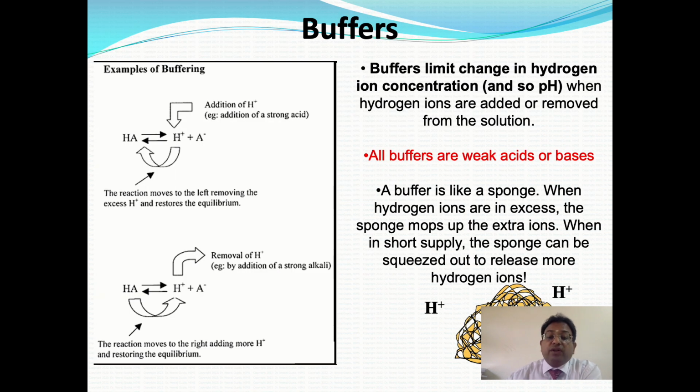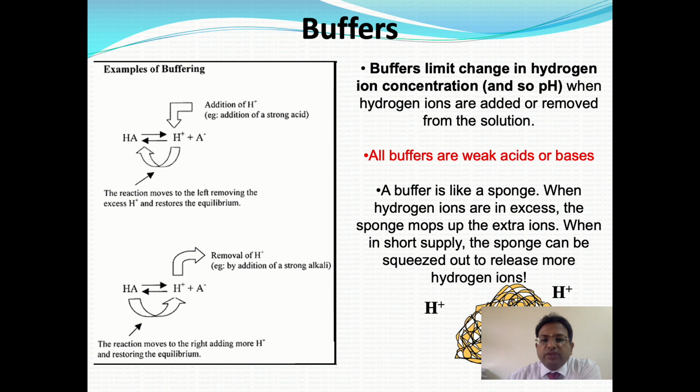Now, before we move further, let's see what we mean by buffer. Buffers are chemicals which limit the change in the hydrogen ion concentration. When external hydrogen ions are added to or removed from the solution, these buffers will try to maintain the pH of the system.